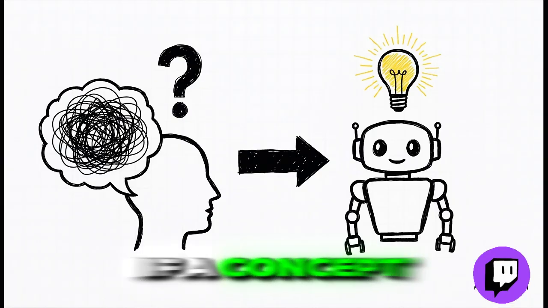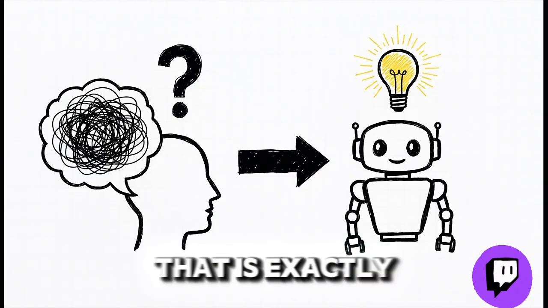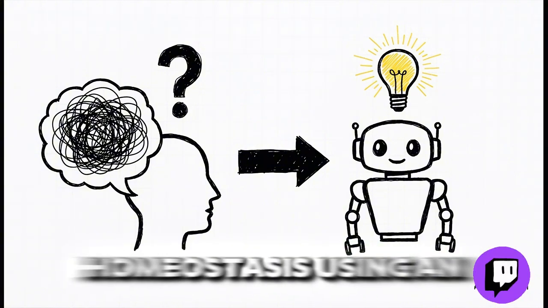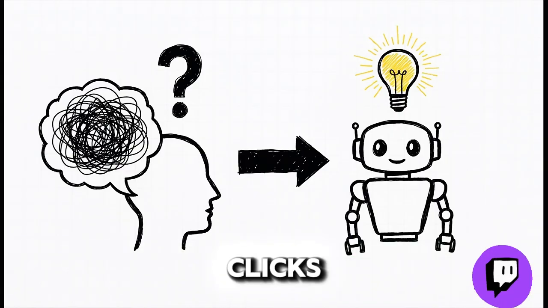And hey, if a concept like homeostasis seems a little tricky at first, that's totally okay. That is exactly what your AI guide is for. You can just ask NotebookLM something like, "Hey, can you explain homeostasis using an analogy?" And it'll break it down for you in a new way until it totally clicks.